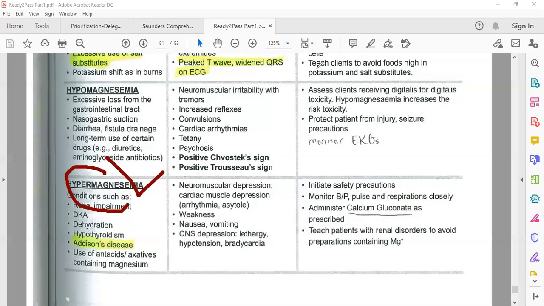This is very important information regarding electrolyte imbalance that we have to know.